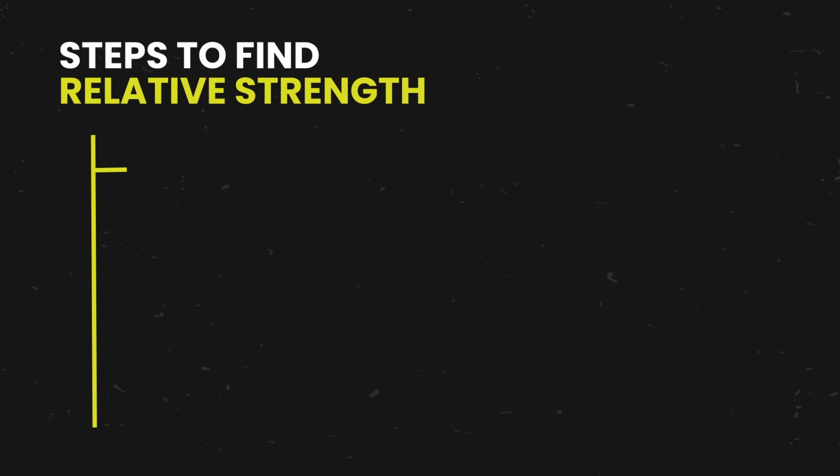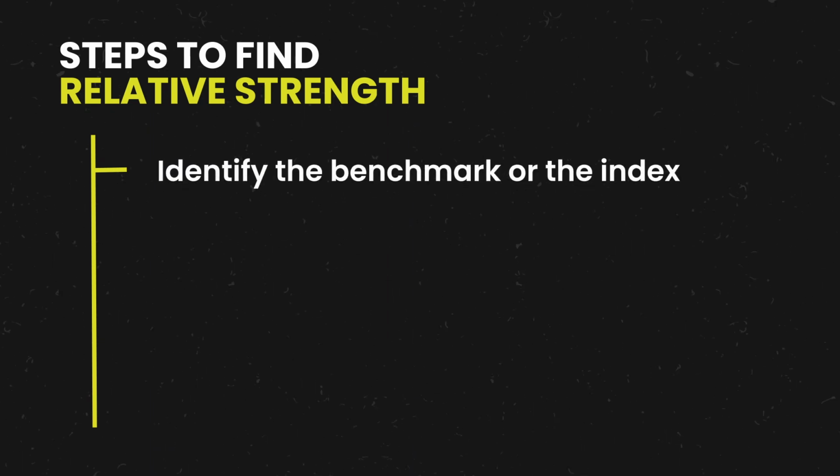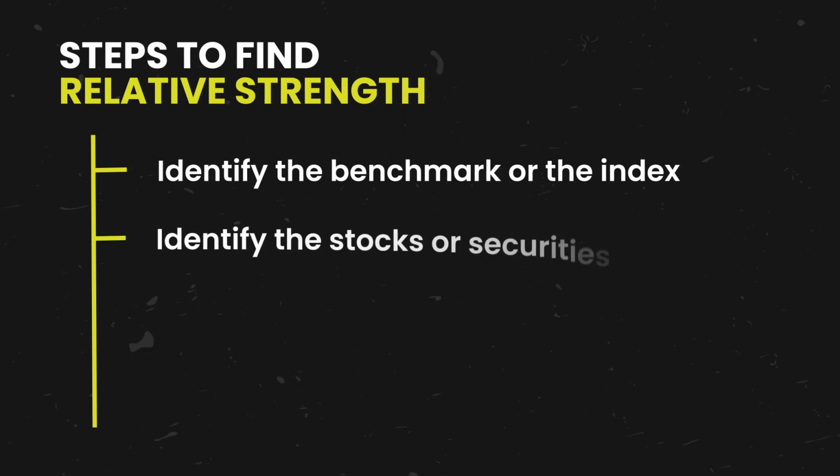Now we go to the steps to find relative strength. The first step is to identify the benchmark or the index that you want to use. For example, Nifty is an index which you want to use for comparison. Now if you're taking a small cap, you would like to compare it to the BSE small cap index or the Nifty small cap index. So first identify the index. Second, identify the stocks and securities which you want to compare.